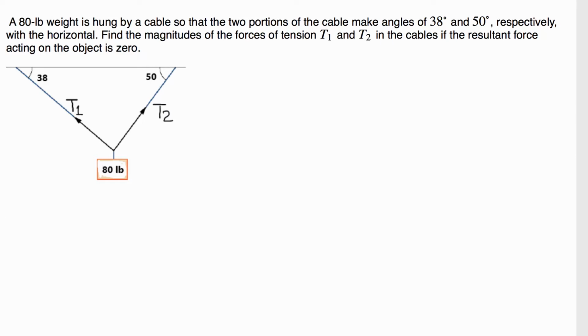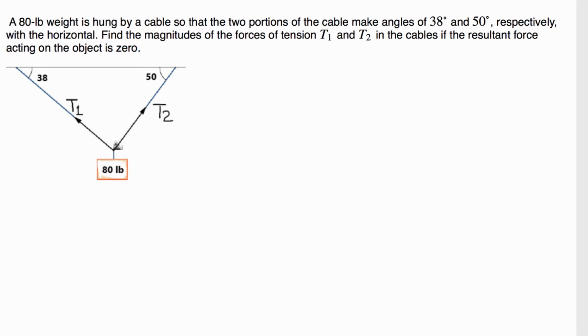Read the question carefully. So we have 80 pounds of weight hung by two cables. So we have T1 tension applied here and T2. So let's find the horizontal and vertical components using vectors.